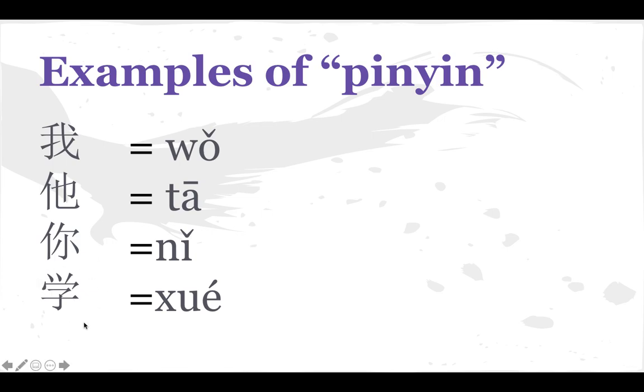And the last one, it's a noun. 学. For example, student. We could say 学生. Okay, 学生. So if we want to say I am a student, we could say 我是学生. Okay, so 学生 means student.